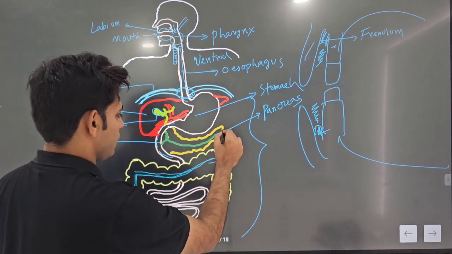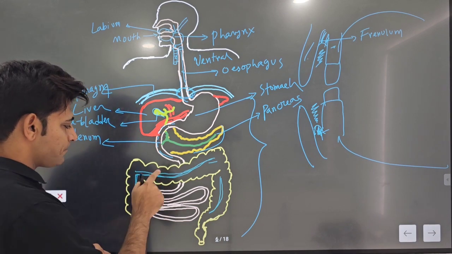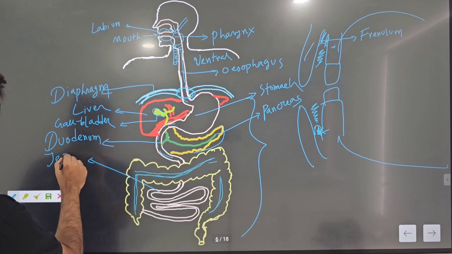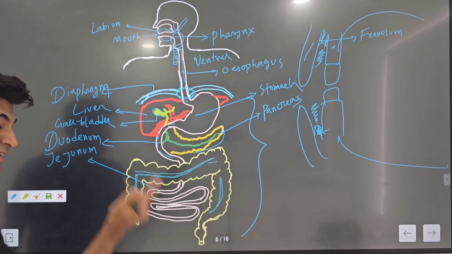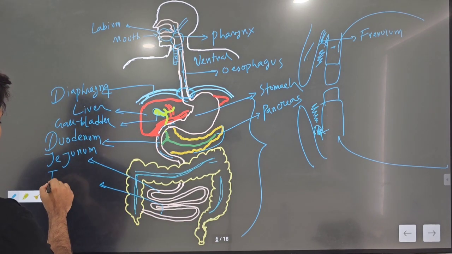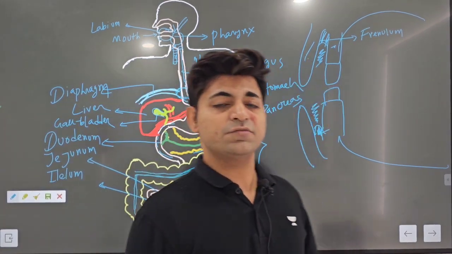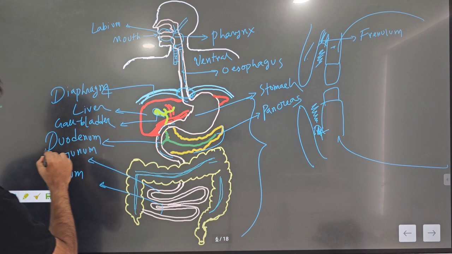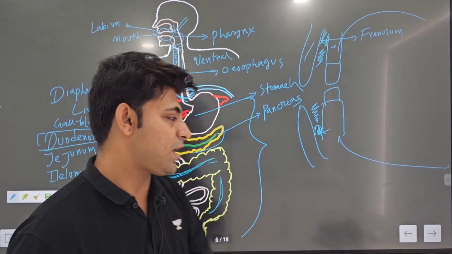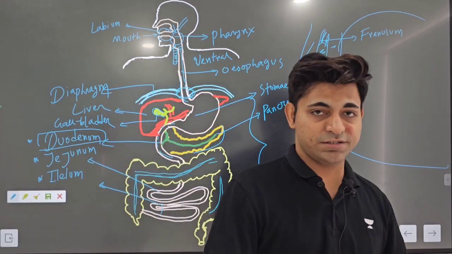Okay, a leaf-shaped organ. Now the duodenum will mix with the next part of the small intestine, that is called jejunum. DJ: duodenum, jejunum, and the last part, that is ileum. Ileum is the longest part of the small intestine, and duodenum is the site of complete digestion, and the site of maximum absorption is jejunum. Each part has different importance.